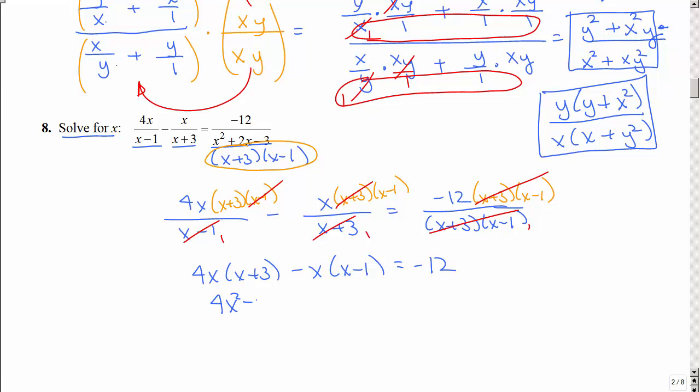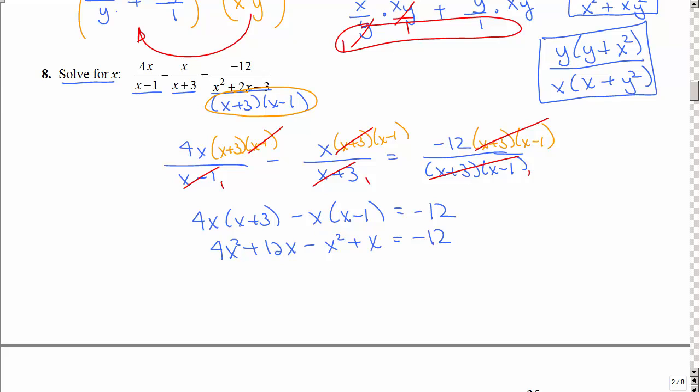So I'm going to distribute. Be careful with that negative. That's going to become plus x. Now I have a quadratic, like the first 3 problems on the review. I've got to set it equal to 0, so I'm going to collect like terms. I'm going to add that 12 to both sides and make it positive, and now I get that 0. And now I'm going to factor.